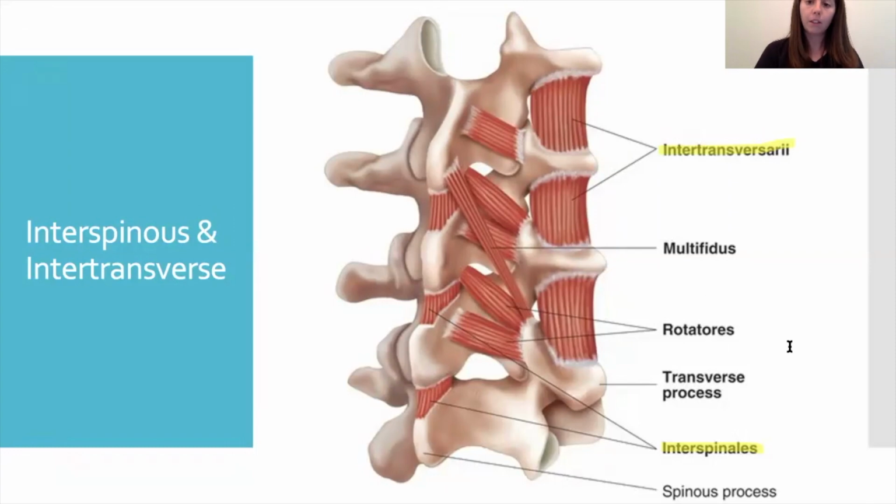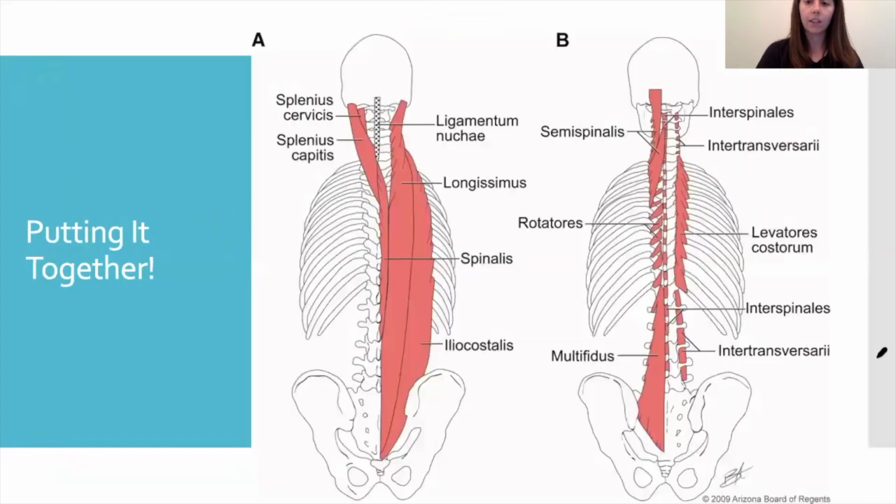The interspinous muscles aid in extension and rotation of the vertebral column, and the intertransverse muscles aid in lateral flexion of the column as well as stabilization of the column. And here is a nice picture to put it all together, one view of all the muscles that we talked about today.